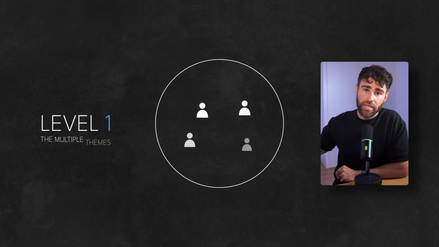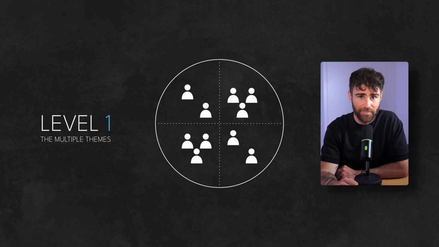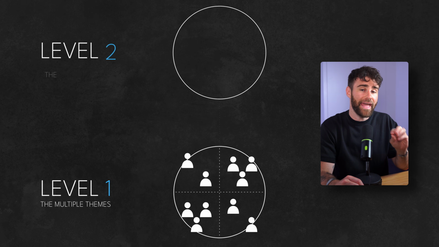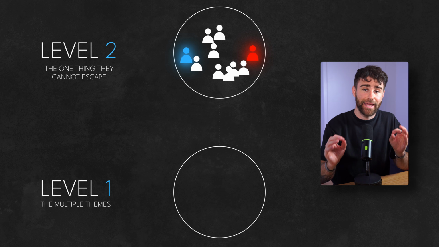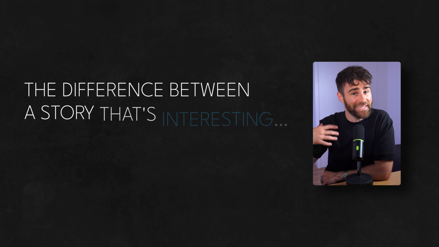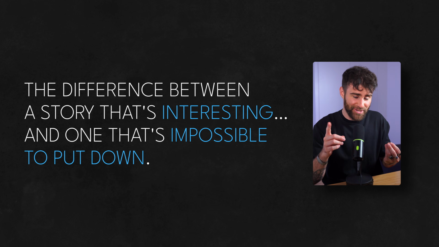There are two levels of theme operating in every great novel. The first, the multiple themes that divide your characters based on where they stand in the world. The second, the one thing every character in that divided world, from hero to villain, cannot escape. And the way bestselling authors use them together is what makes the difference between a story that's interesting and one that's impossible to put down. Let me show you what I mean.